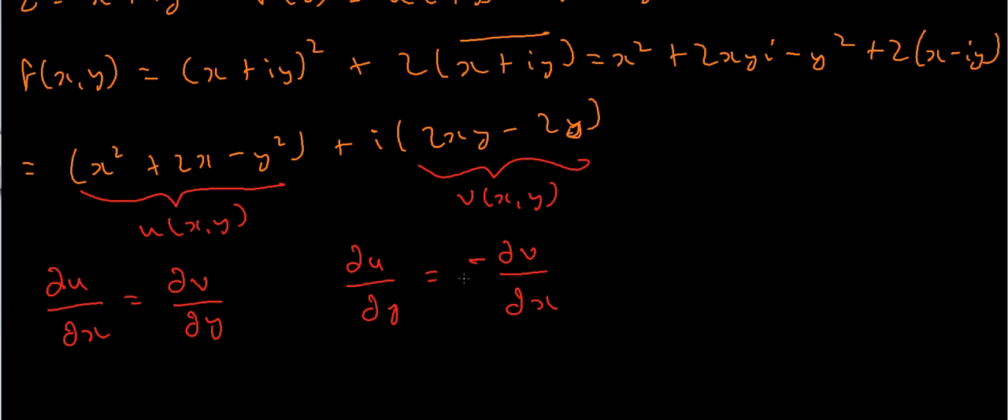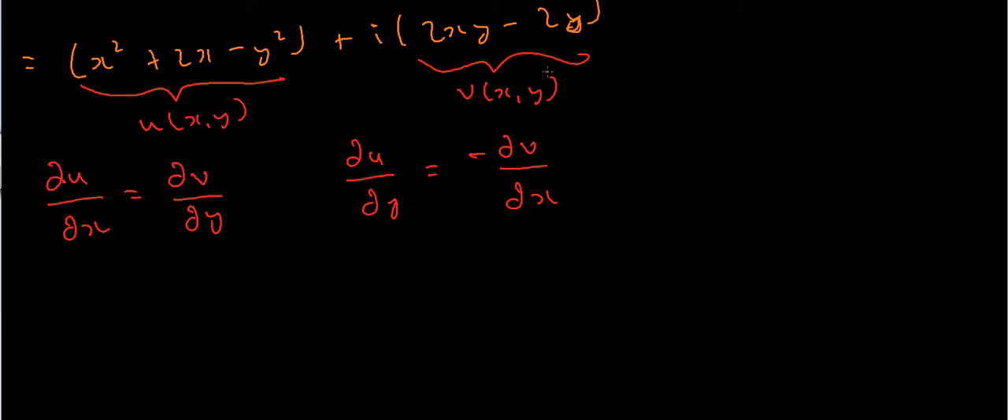So what this boils down to is essentially just calculating some partial derivatives. Those are the Cauchy-Riemann equations. So let's now find the partial derivative of u with respect to x. The partial derivative of x squared is just 2x. And the partial derivative of 2x is just 2. And the partial derivative with respect to x of minus y squared is just 0, because y is not x.